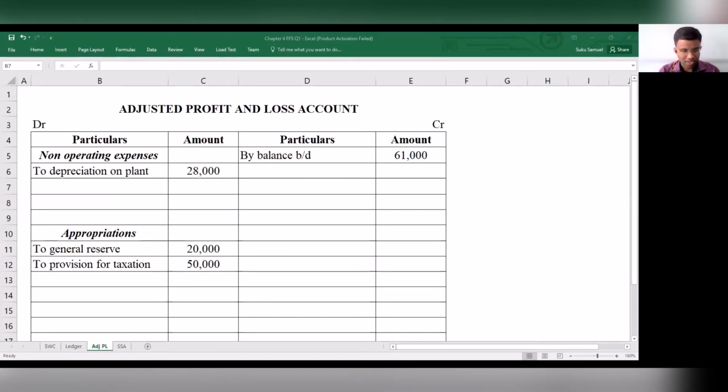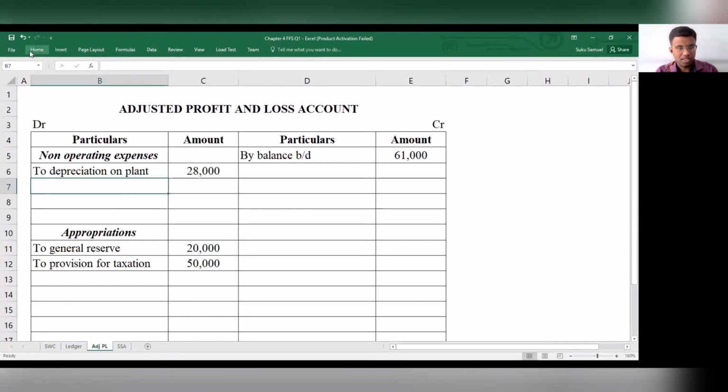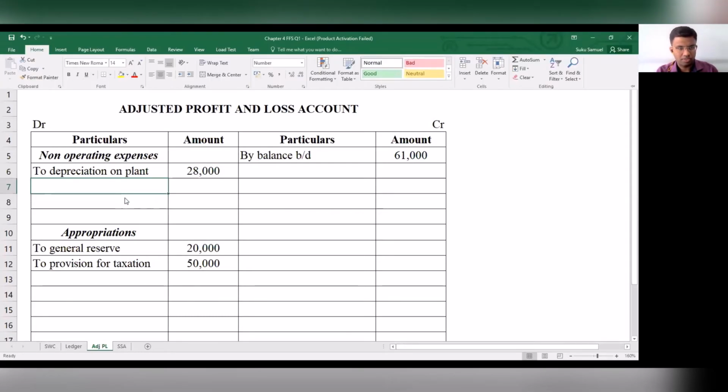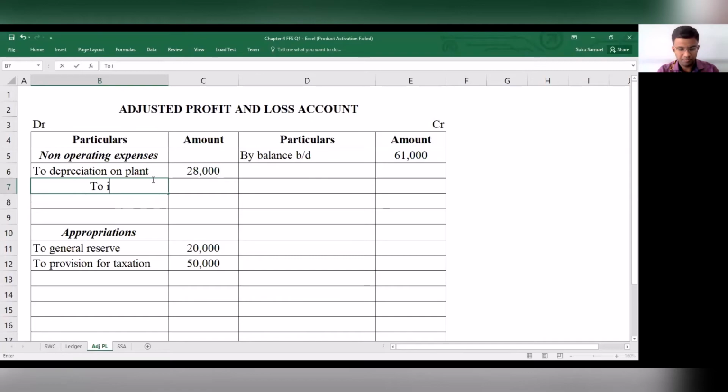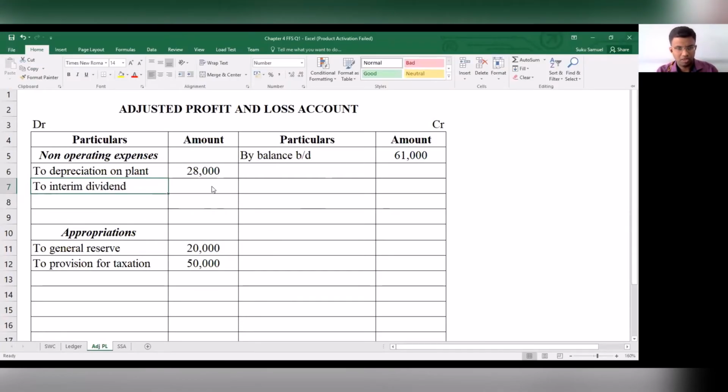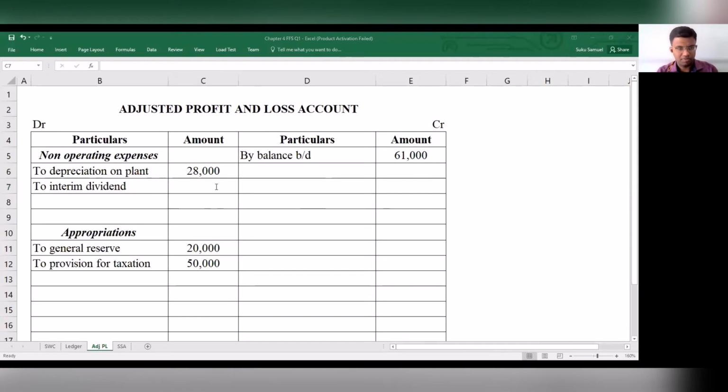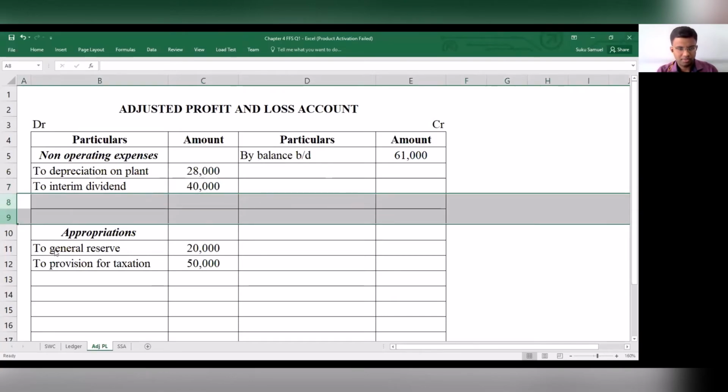Then we also have dividend. There's an interim dividend that has been paid. That also we have to consider, and we have to treat it as non-operating. So the interim dividend we have to pay. And how much is the interim dividend? Interim dividend is 40,000. That has also been considered.